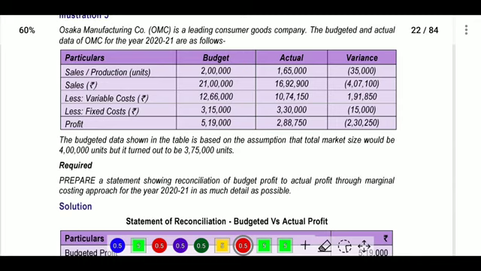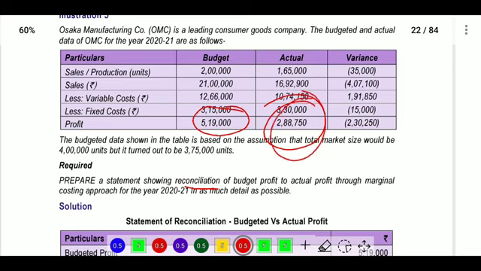Now we want to provide the reconciliation statement. Here they asked for a reconciliation statement. For the reconciliation statement, we will start with the budget and reach 2,88,750. We will take the 5,19,000 and do some adjustments. Whatever the adjustments are, for those adjustments we will get the actual profit.